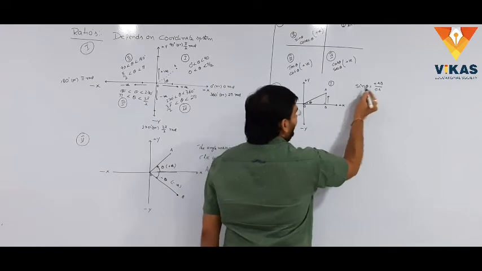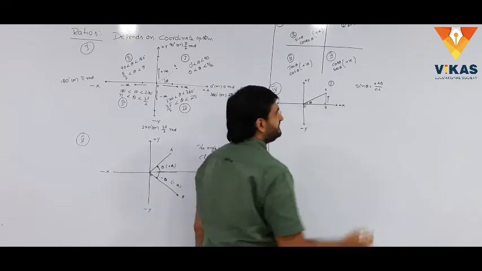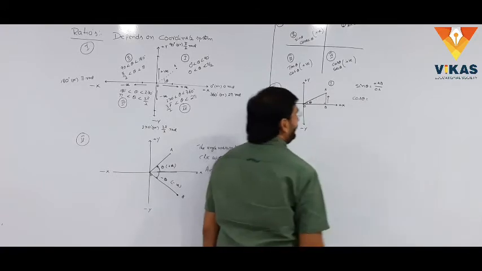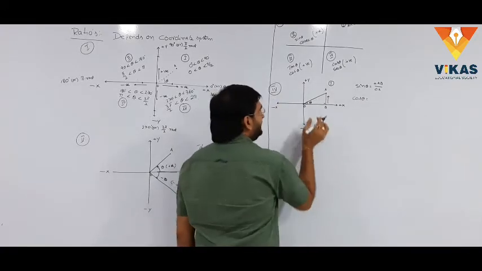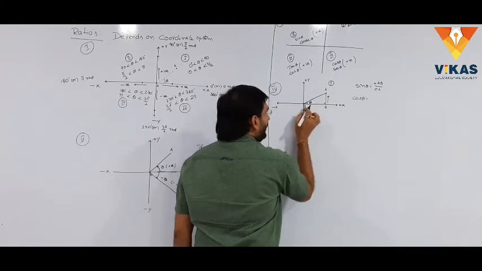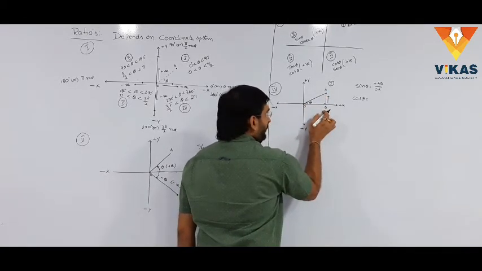That's why sin theta is positive. Simply, cos theta. What is the formula for cos theta? Adjacent side by hypotenuse. What is the adjacent side here? OB is the adjacent side.